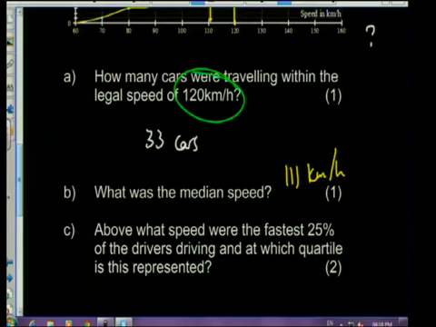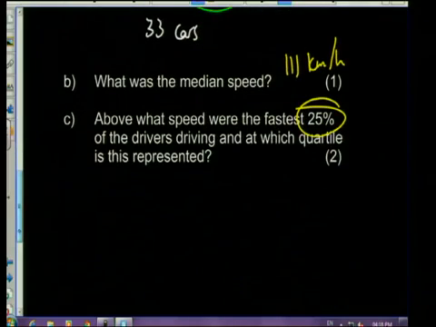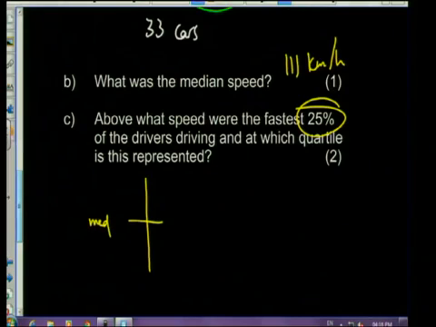Then it says, above what speed were the fastest 25% of drivers driving, and which quartile is this represented? The fastest 25% of my data. So now I've got to think very carefully. You know, if you've got the cumulative frequency, and if I go halfway, that's the median. If I go up 25%, up to that point, that 25% is the lower quartile.